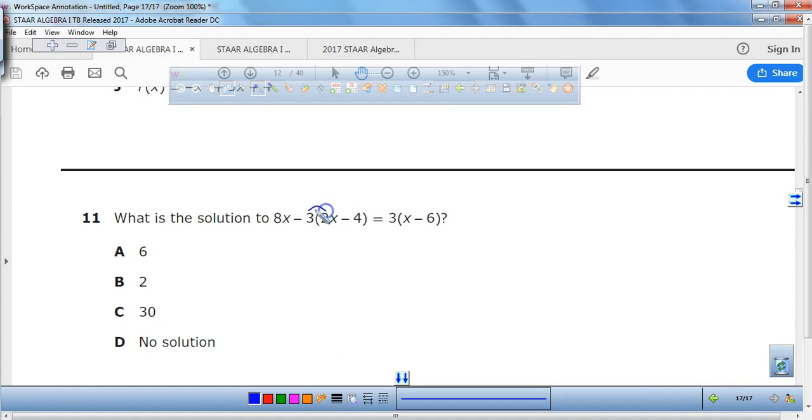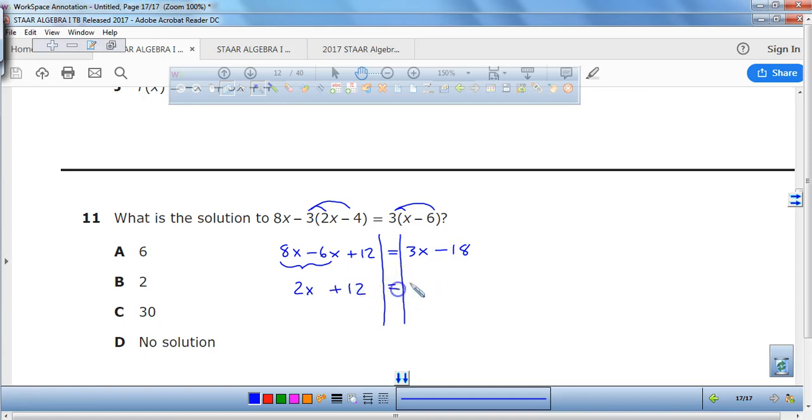So the first thing you would have to do if you were to do it by hand is distribute. So that leaves you with 8x minus 6x plus 12 equals 3x minus 18. Whenever you're solving for x, you have to get all the x's to one side of the equal sign, and all the coefficients or constants, or the numbers, on the other side. So we can combine these. These are like terms. 8x minus 6x is a total of 2x.